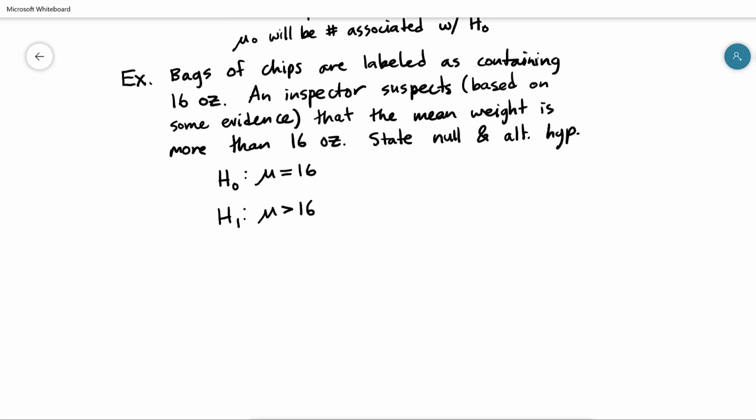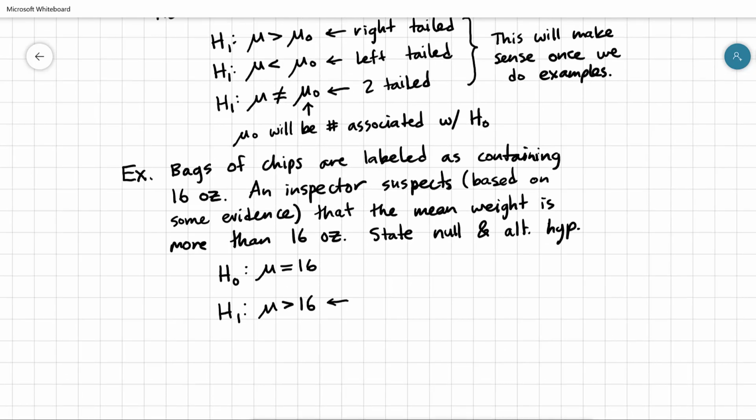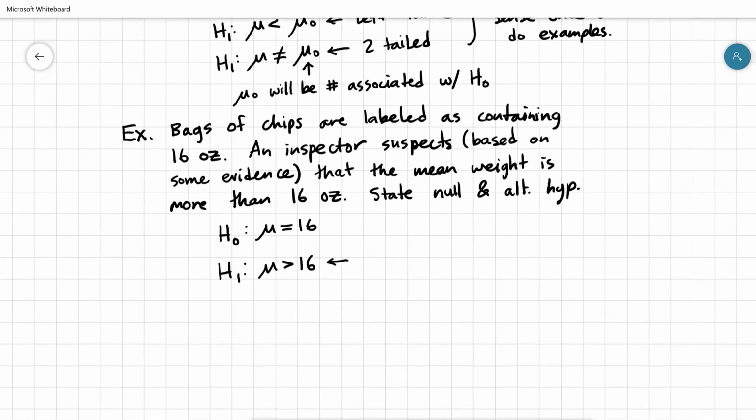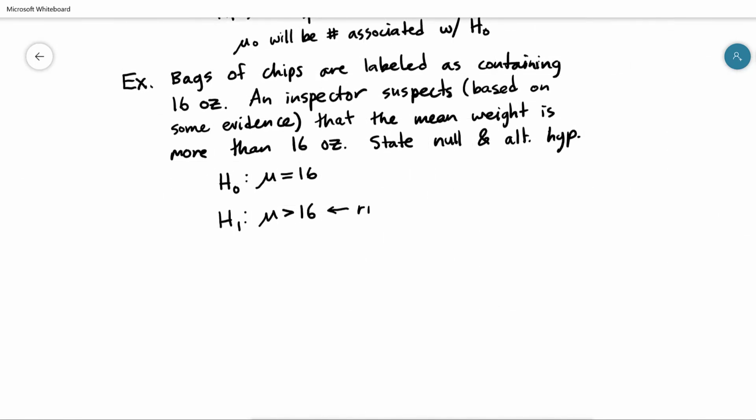And that makes this thing, looking back at our list up here, so do we have a right-tailed, left-tailed, or two-tailed hypothesis? Well, in this case, we've got mu greater than some number. That number happens to be 16 in this case. So we have a right-tailed hypothesis. So this is right-tailed.